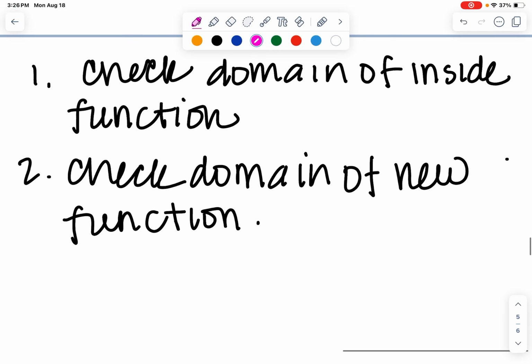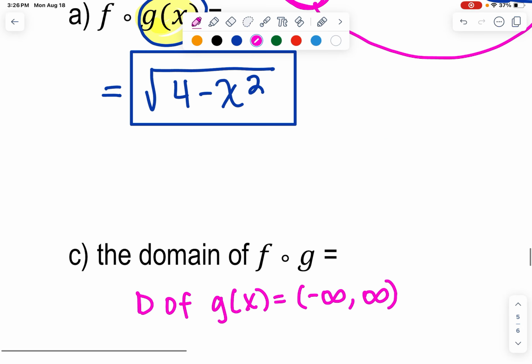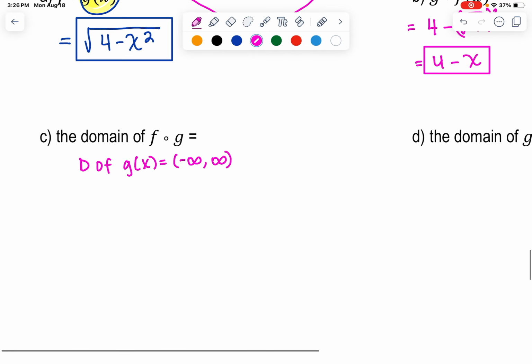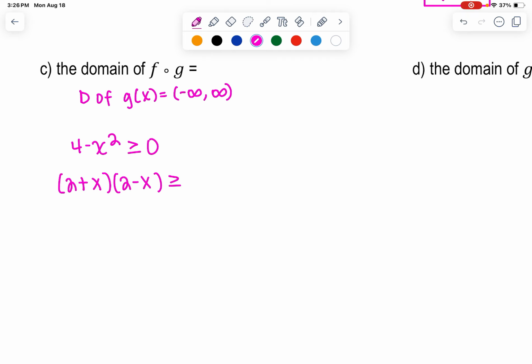But then you also have to check the domain of the new function. That's what it says right here. So I did the inside function. So looking at the new function, you have square root of 4 minus x squared. Remember, we have restrictions on square roots. We can't take square roots of negative numbers. So we have to say that 4 minus x squared has to be greater than or equal to 0. So we're going to factor this. 2 plus x, 2 minus x is greater than or equal to 0.